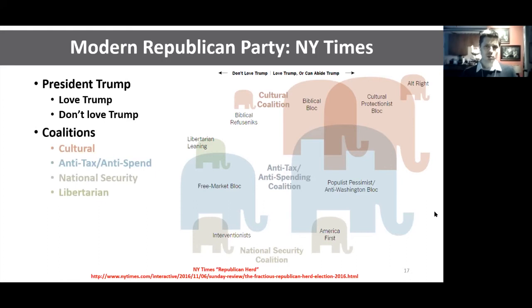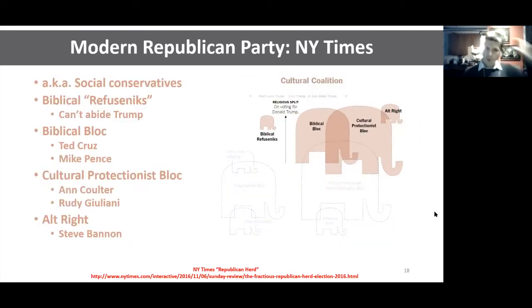As far as coalitions, you see in red at the top this cultural coalition. The blue in the middle is the anti-tax, anti-spend coalition. At the bottom in gray are the national security focused folks, and then libertarians on the left side in a light green. We're going to walk through each one of these. So the cultural coalition. I find this pretty interesting. They break it into four primary groups.